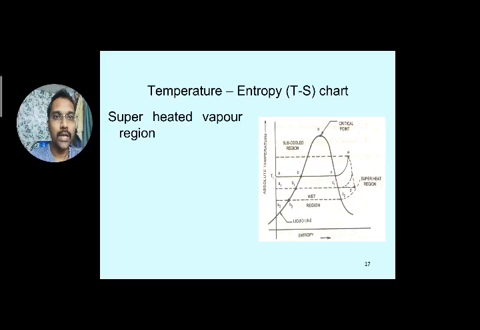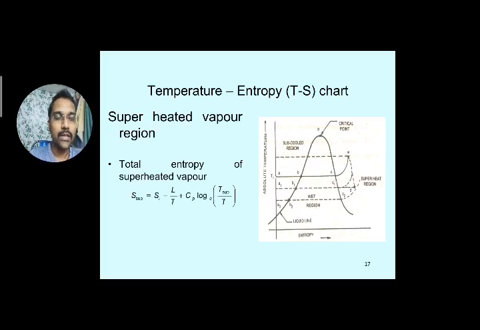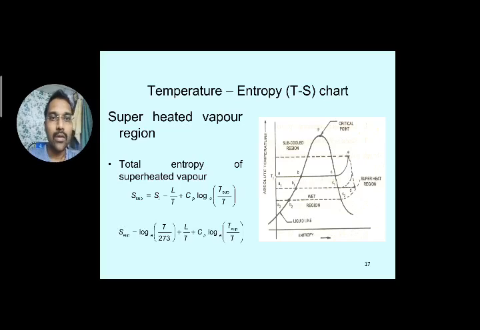If you observe the superheated vapor region, how to find the total entropy of superheated vapor? It is represented as S sup, the superheated vapor entropy, which is equal to S1 plus L by T plus Cp log e T sup by Tsat. Here T is the absolute temperature. In place of S1 the same formula can be written as log base e T by 273 plus L by T plus Cp log base e T sup by Tsat. So here you can find the total entropy of superheated vapor by using this formula.